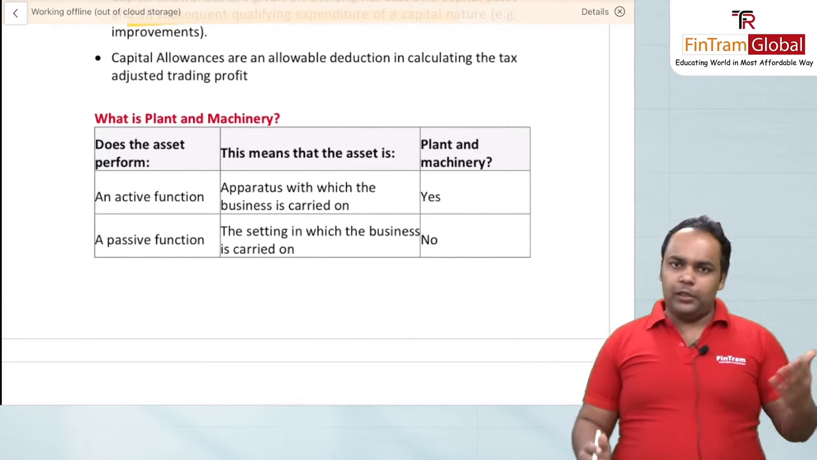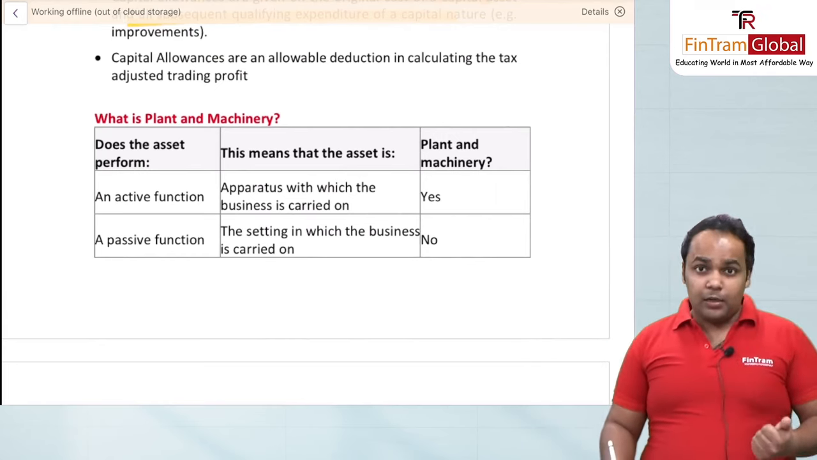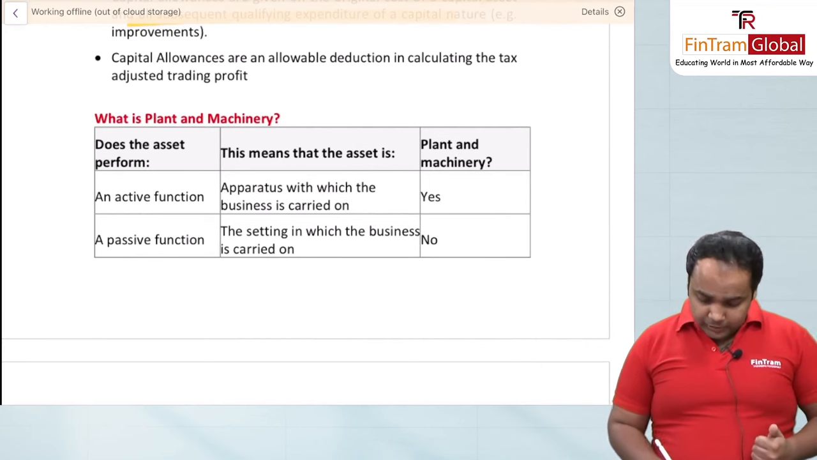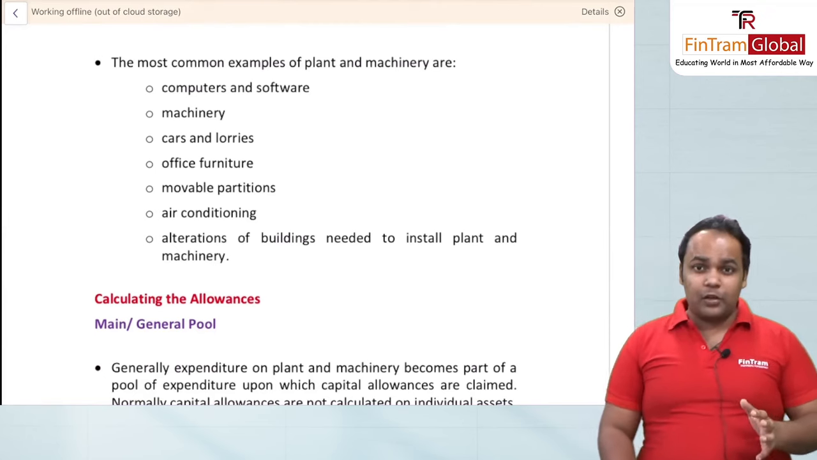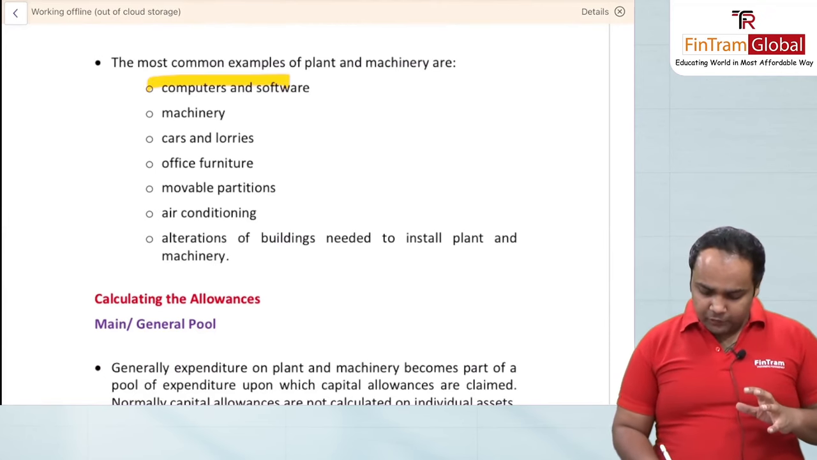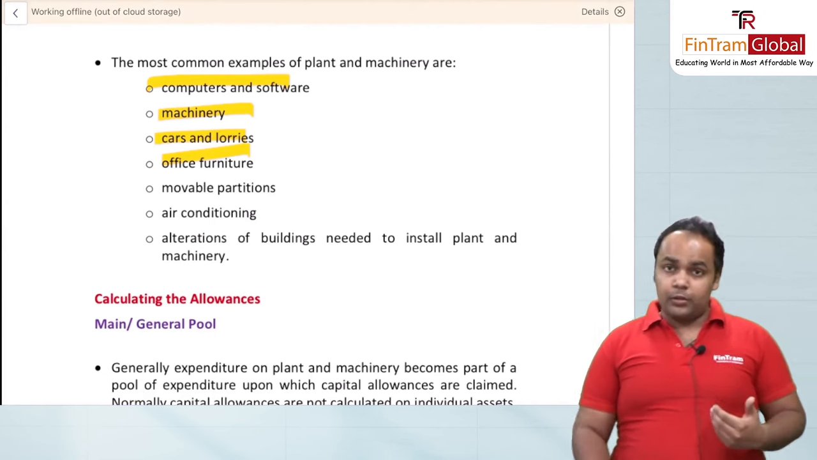And they're obviously an allowable deduction on a tax adjusted profit. Remember, it's allowed on plant and machinery which perform active functions in the organization. The most common examples for plant and machinery are computer software, machinery, office furniture, cars and lorries, and so on.